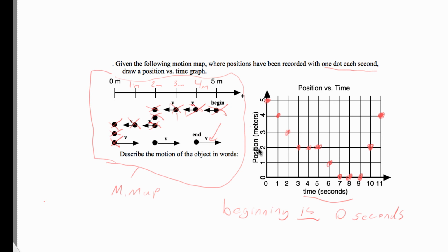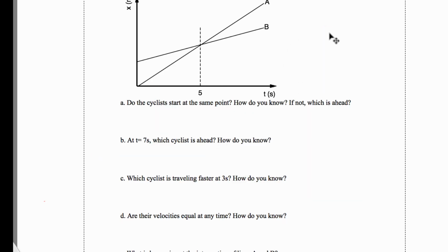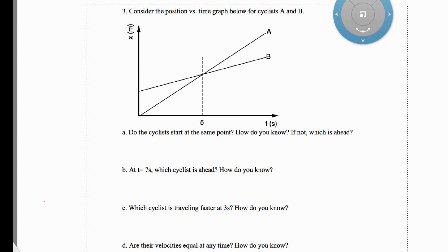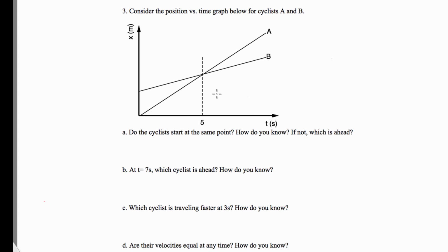Back to my sketchbook. All right. Consider the position versus time graph for cyclists A and B. All right. Here, let's look at my x-axis and my y-axis. My x-axis here is t. T stands for time. T will always stand for time in physics.